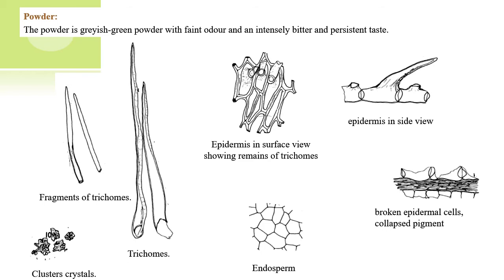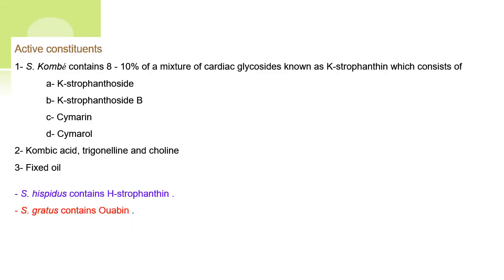Powder of Strophanthus is grayish-green to yellowish in color, having faint odor and intense bitter persistent taste. Powder shows fragments of the epidermal cells extended into the hairs with the lignified rib on the side. Epidermal cells in surface view with the remains of hairs, and part of the epidermal cells in side view with the underlying nutritive layer. Fragments of the endosperm, trichomes with one lignified rib at the side, and fragments of the lignified rib from hairs, and clusters of calcium oxalate which exist in the pigment layer below the hyaline layer.